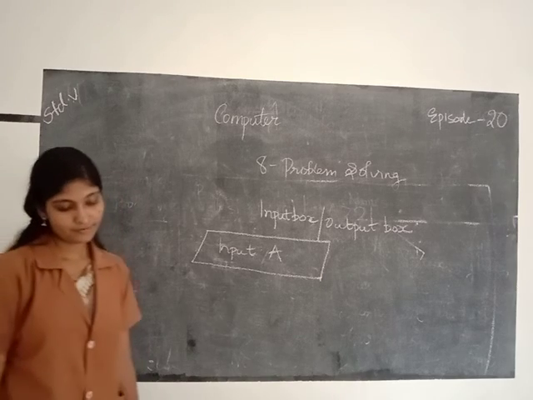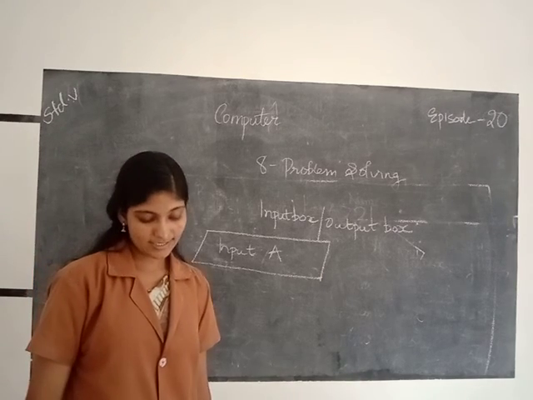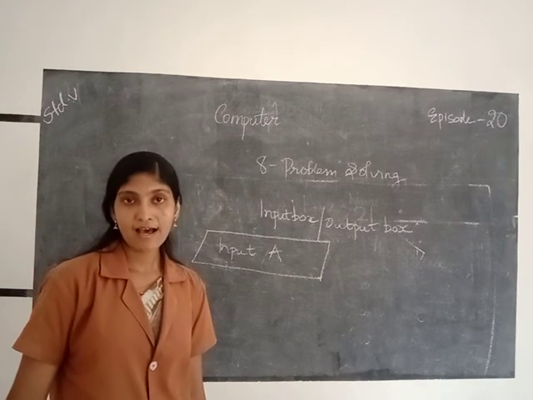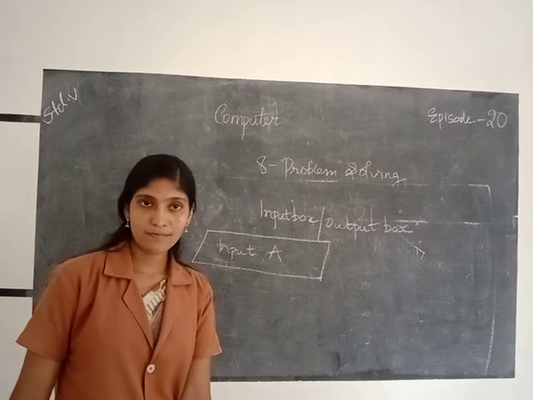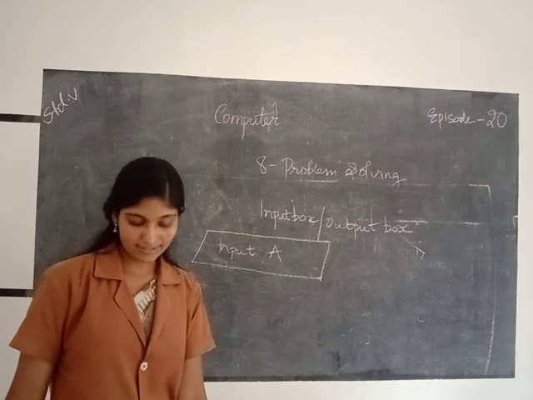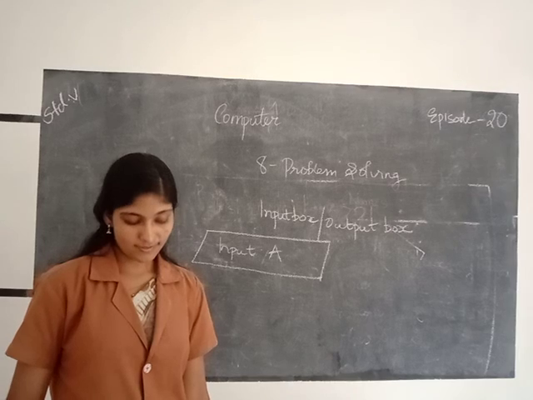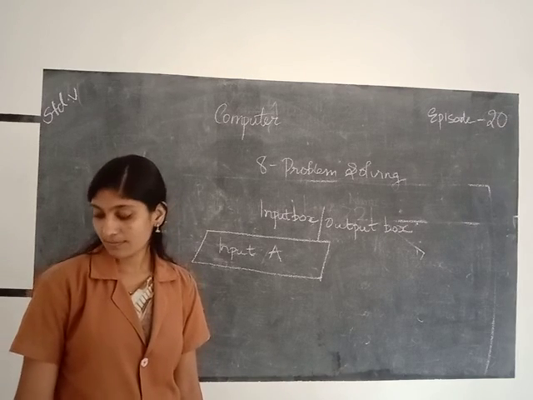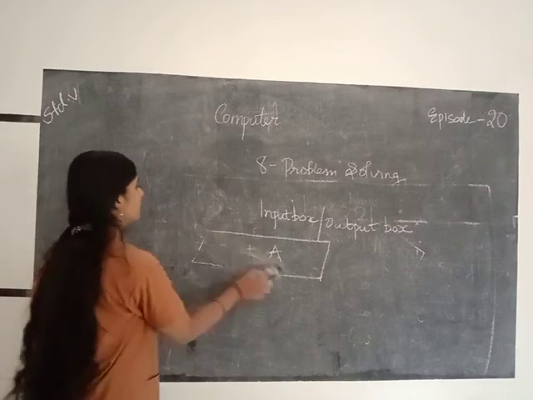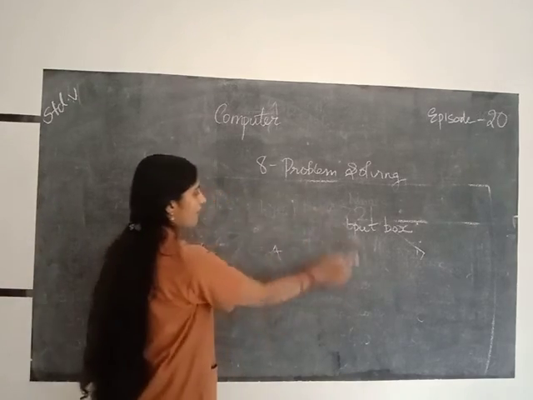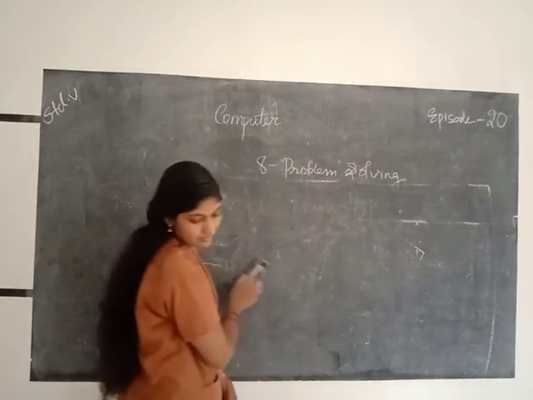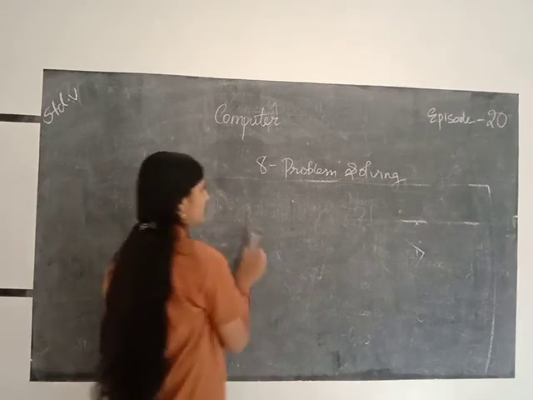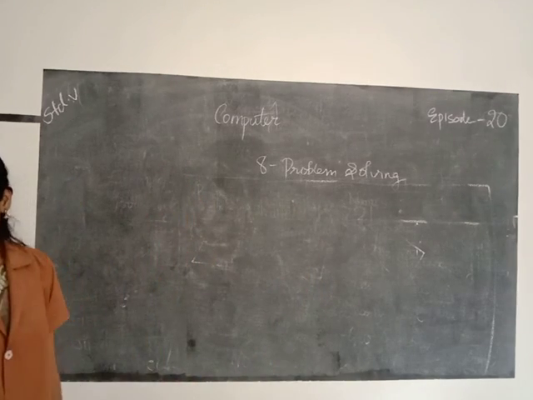Then next, Anjali has calculated the average of three numbers. Average is equal to n1 plus n2 plus n3 by 3. Draw the required boxes, write instructions in the boxes, and calculate and display the average. So let's do it. Finding the average of three numbers.